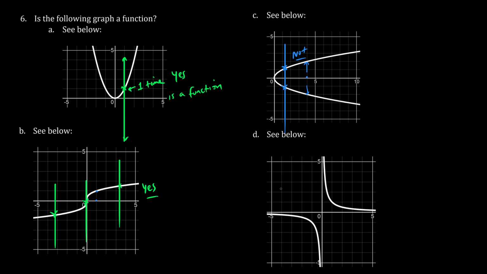We have this nice rational function here. And as we drop vertical lines, you can see that we're only hitting once. Yes, it's true that this function is undefined at x equals 0, but overall, we're not hitting the graph twice or 3 times or more. So yes, this graph is a function.